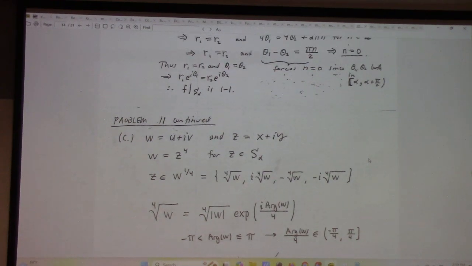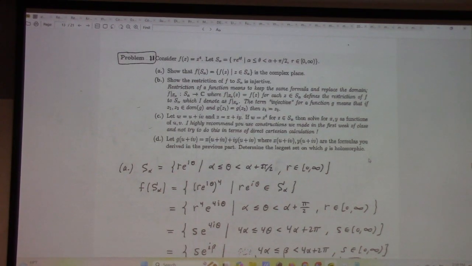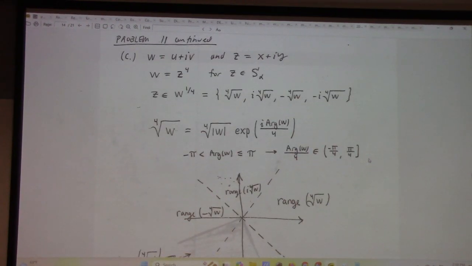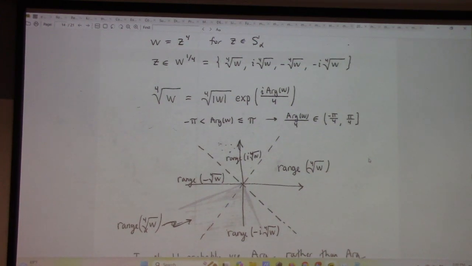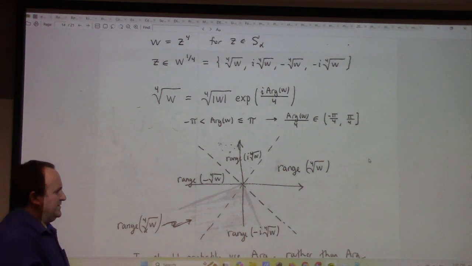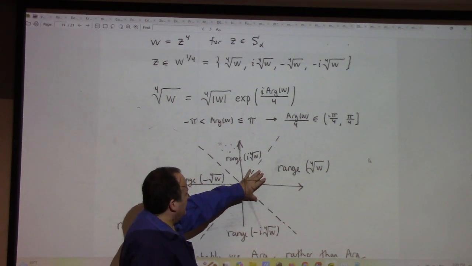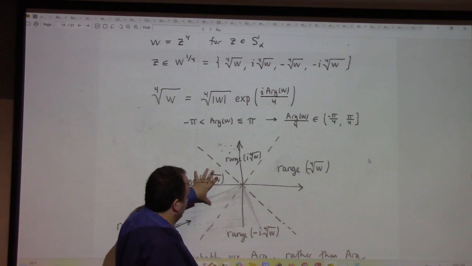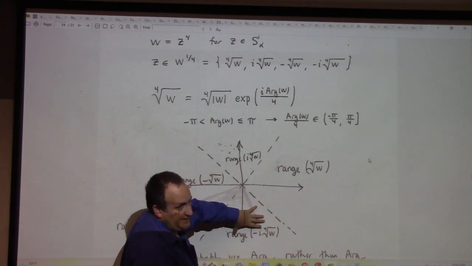And then C, I'm about to remind myself what C was. I said solve w equals z to the fourth for x and y. Is that what I said? So we're trying to find the inverse function. w is u plus iv. w is equal to z to the fourth. So that means z is an element of w to the 1/4. And so if you look at it, the range of the principal fourth root is over here, and then i times the principal fourth root is up here, minus the principal fourth root takes its values over here, and minus i times the principal fourth root takes its values over here.